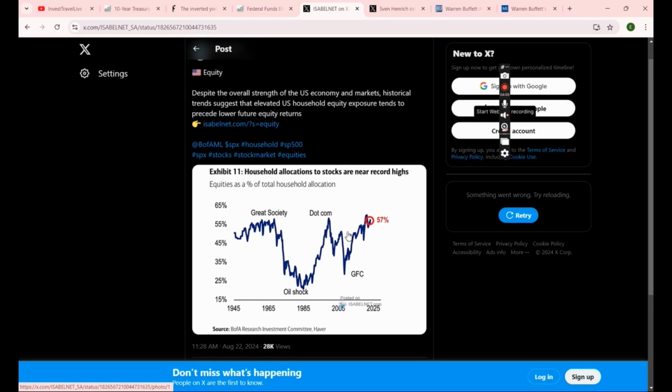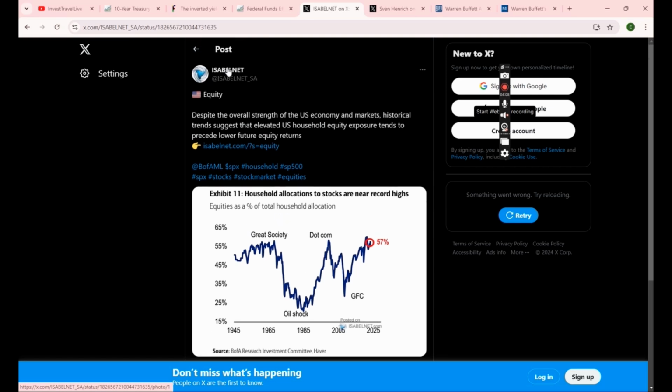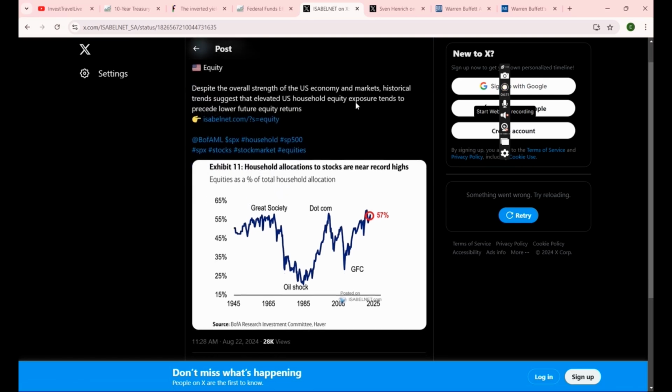Another chart that I like to look at was posted on Twitter by Isabel Nets. Household allocation to stocks is near record highs. Again, the dot-com era and 2008 were around the same level. Okay, 2008 was actually lower. This shows that 57% of household assets are allocated towards equities, which is quite a high percentage. So again, this might represent a risk of some crisis.